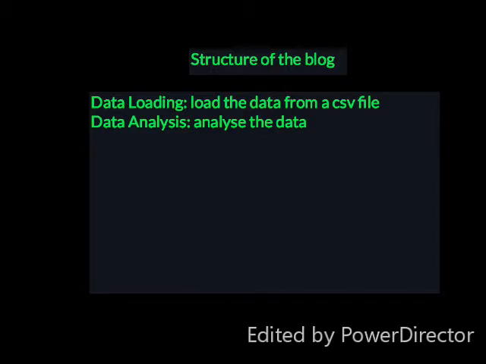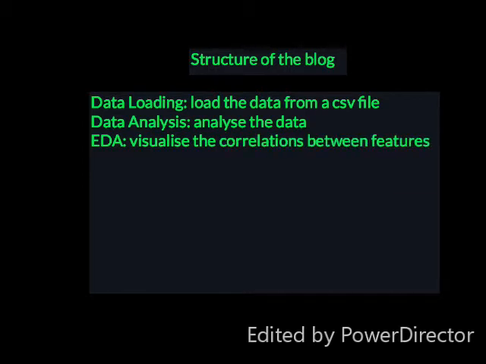Then we will do EDA, which is exploratory data analysis, to visualize the correlations between features. There are two ways of doing EDA. One is by using just one variable to predict the target feature, that is the crime rate here. So when you use one variable, it is called univariate analysis, and when you use two variables, it is called bivariate analysis.